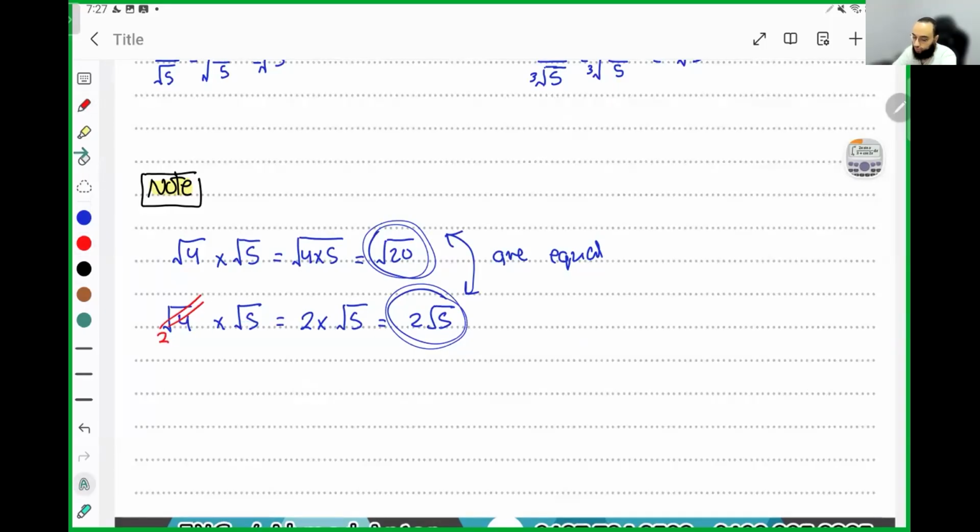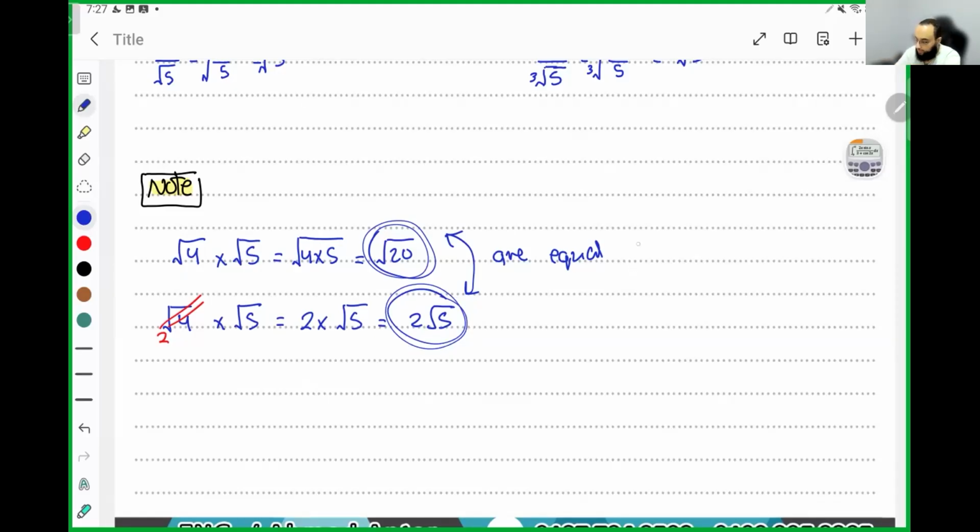2 times root 5 equals 2 root 5. Both are correct. And the next question, we're studying some examples for this part. I'll give you root 20, and he's asking you to convert it into 2 root 5, and vice versa. He gives you 2 root 5 and asks you to convert it into root 20.